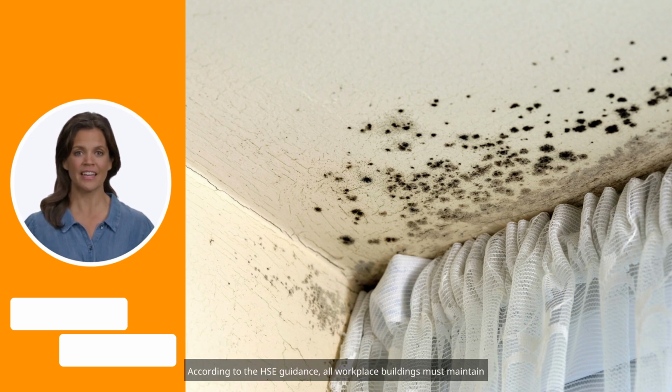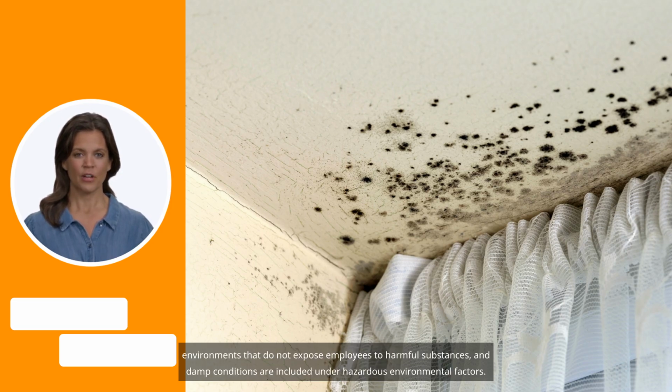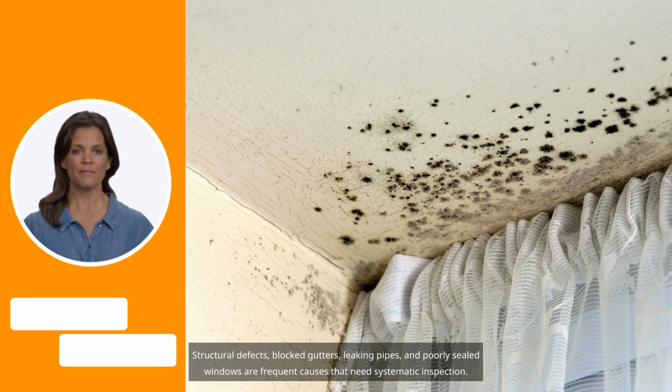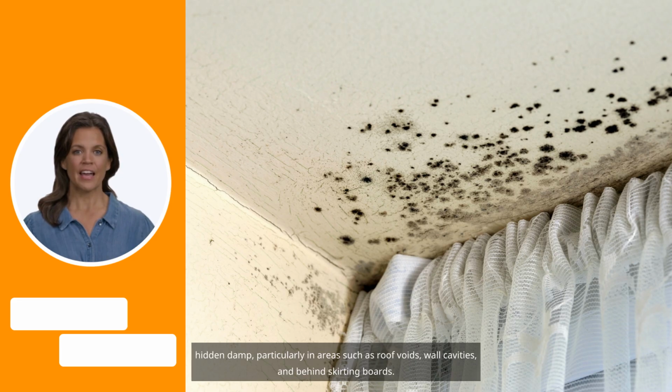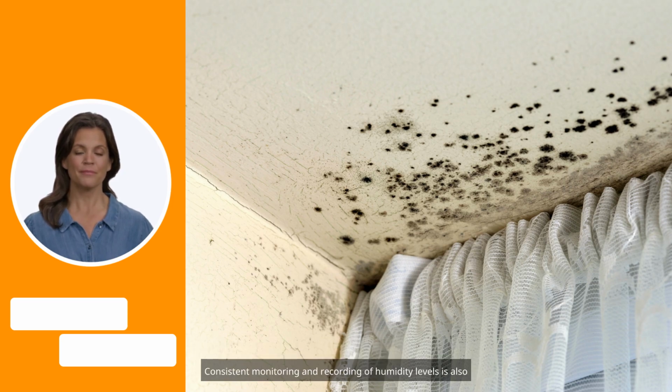According to the HSE guidance, all workplace buildings must maintain environments that do not expose employees to harmful substances, and damp conditions are included under hazardous environmental factors. Structural defects, blocked gutters, leaking pipes, and poorly sealed windows are frequent causes that need systematic inspection. Employing moisture meters and thermal imaging cameras can help detect hidden damp, particularly in areas such as roof voids, wall cavities, and behind skirting boards.